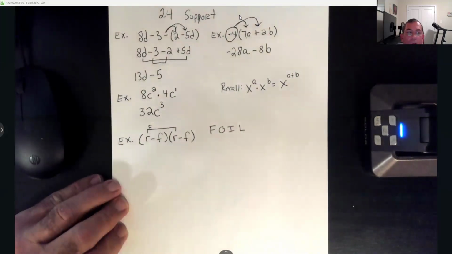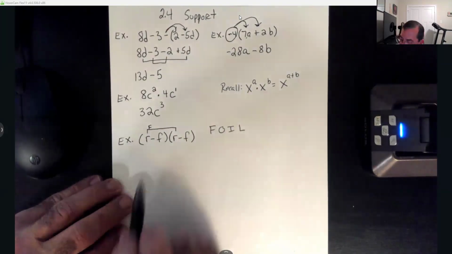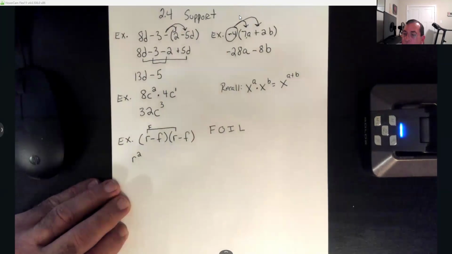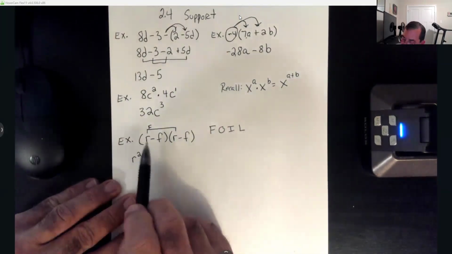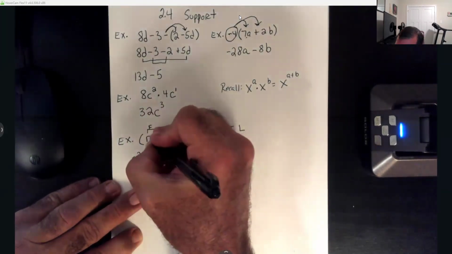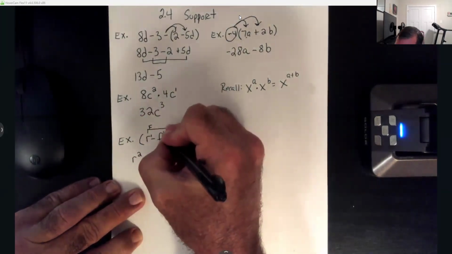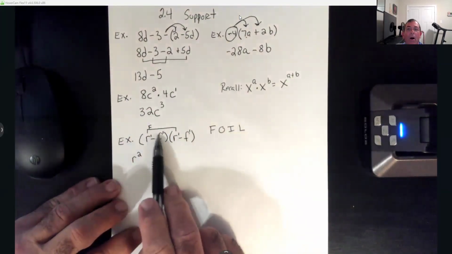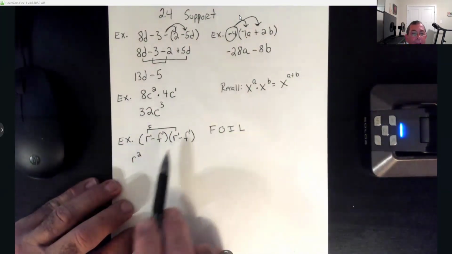That's the R times the R. Well, guess what? R times R is R squared. Now remember, they don't have exponents on none of these variables. So all these exponents would basically be a 1 for everybody, okay? So all these have an exponent of 1.